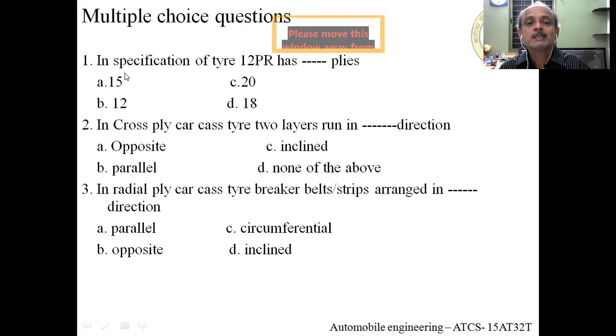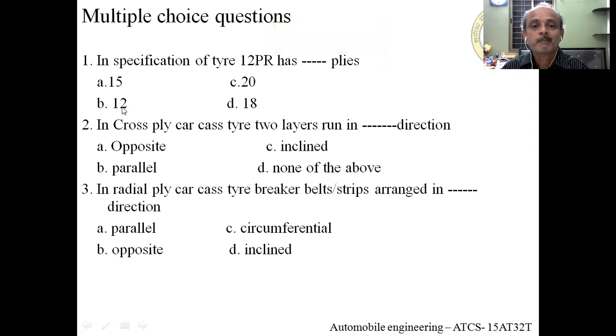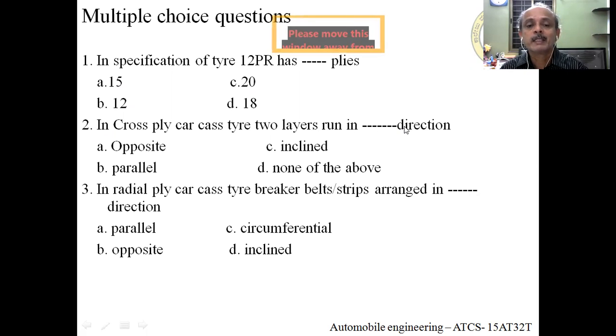So the first question is, in the specification of tire, 12 ply has dash plies. Option A is 15, B is 12, C is 20, D is 18. As we have studied, 12 ply means it is 12 plies. The answer is B.